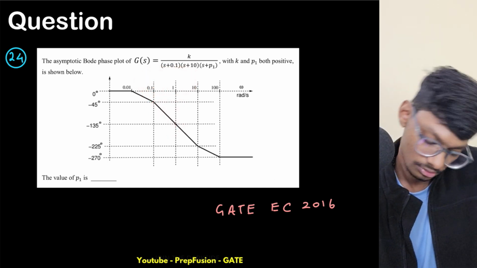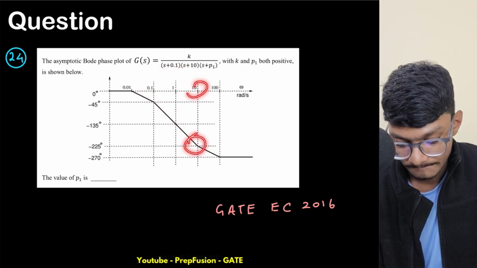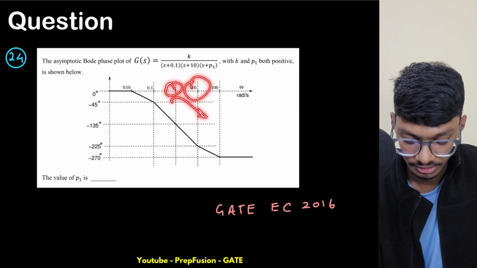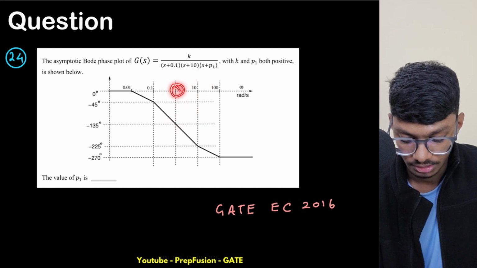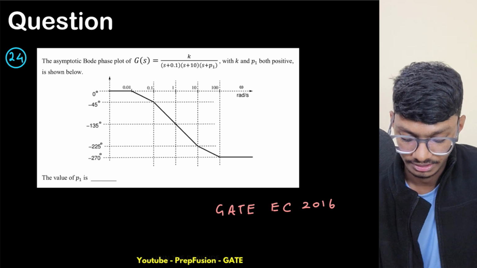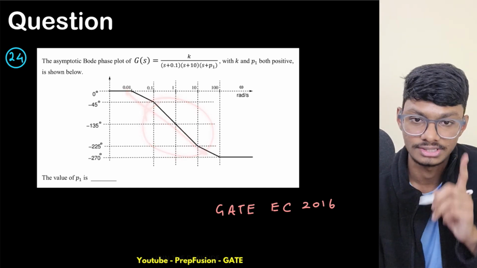Now I am around here. And if I travel from here to here, if I have a pole here, this pole is contributing minus 45 degrees per decade, and this pole is also contributing minus 45 degrees per decade. So definitely this is minus 90 degrees per decade.